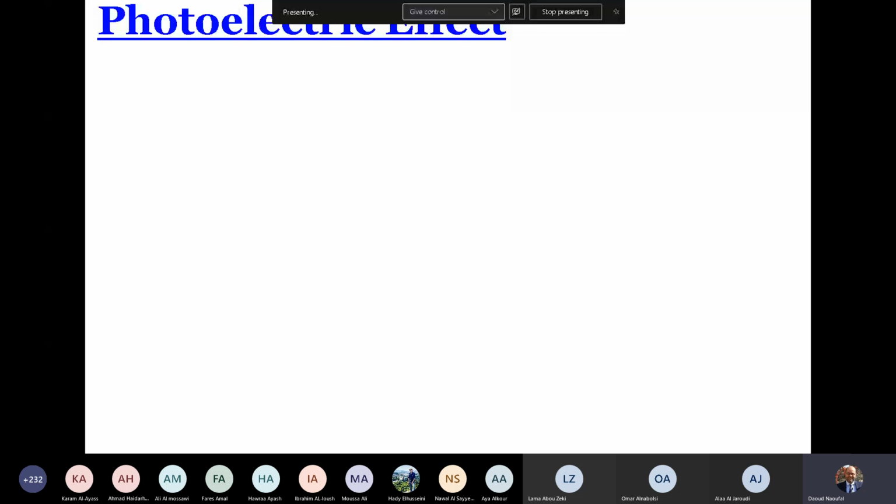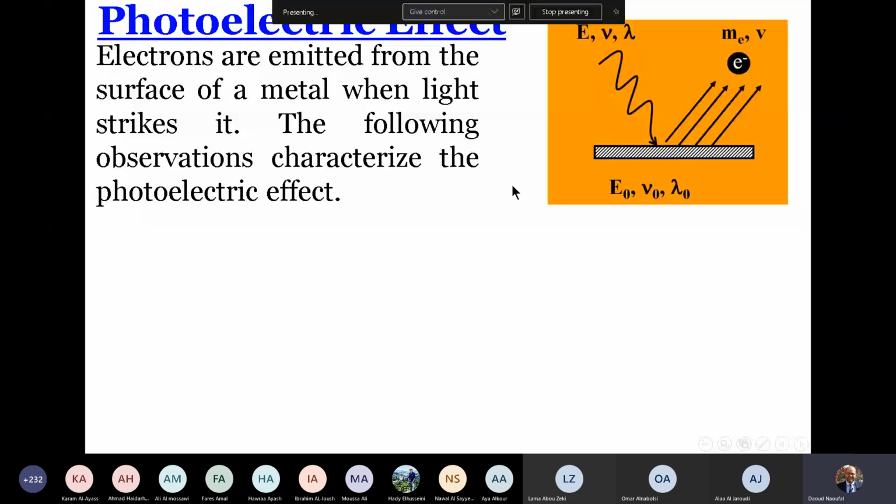So what is the proof of the Einstein model? We have the photoelectric effect. What is the photoelectric effect? And this is the experiment of Einstein. If you have a metallic piece, and this metallic piece is submitted to a radiation of known energy.